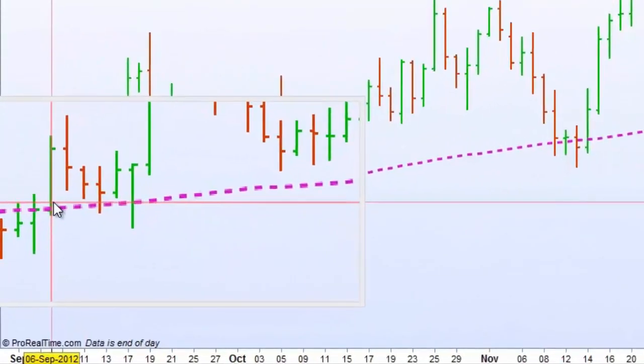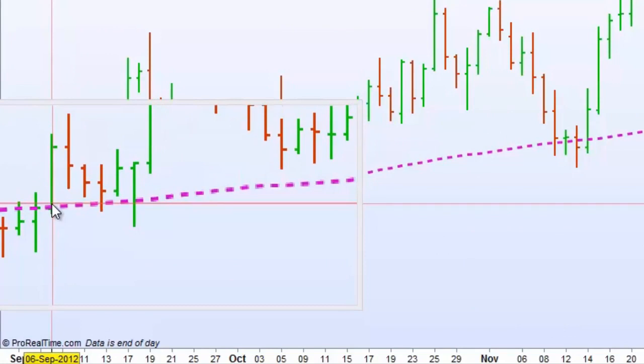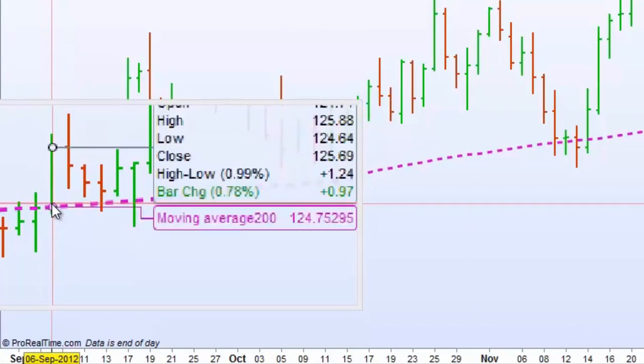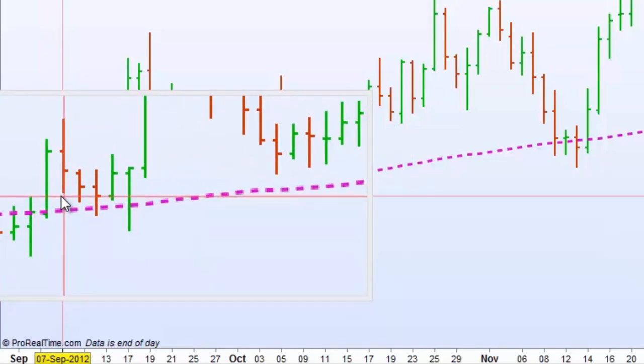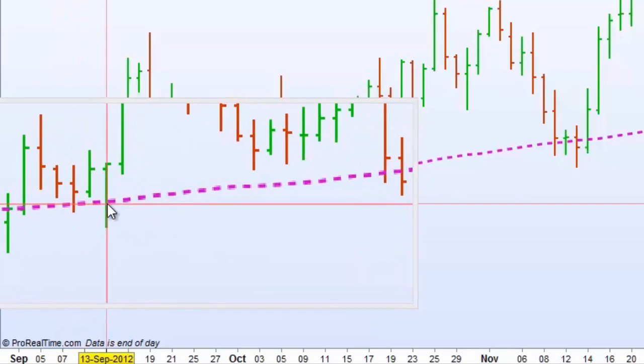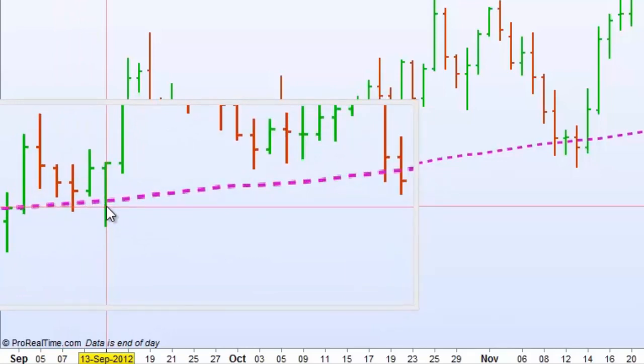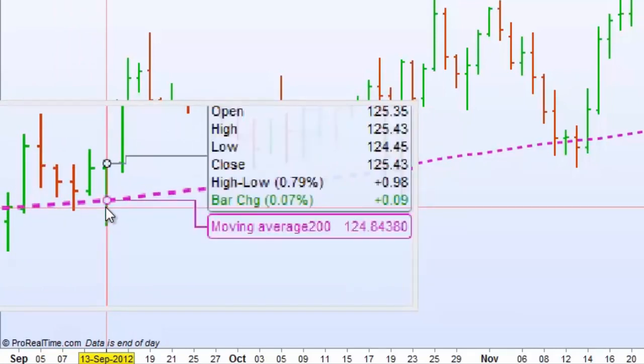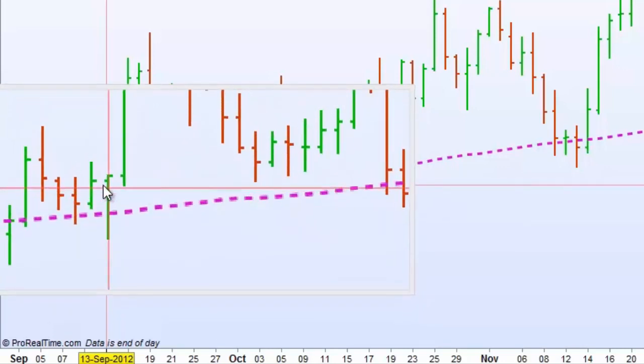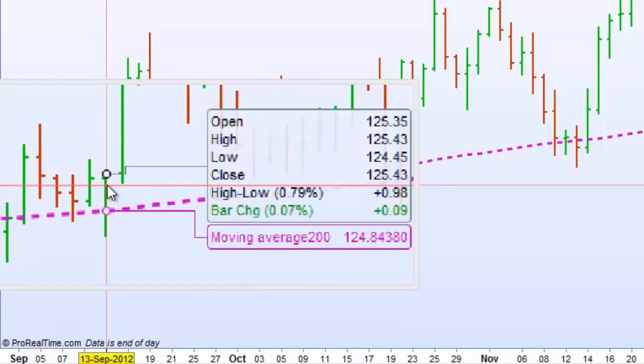Okay, so looking at the chart, let's look at our first stop loss example. So we said we would buy here, market on close, because the price closed above the 200-day simple moving average. And our stop would be the low of this day. So you can see there 124.64. Now, notice as we go along, we don't get below 124.64 until this day. And on this day, we're stopped out at 124.64. But notice how the market closed higher above the 200-day simple moving average on this day. You can see there we closed at 125.43 and the moving average is at 124.84.